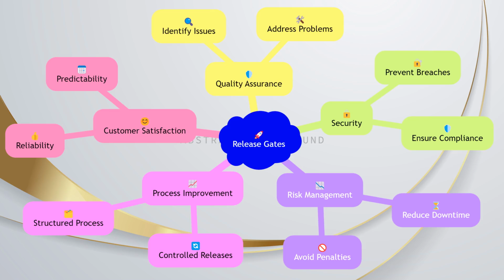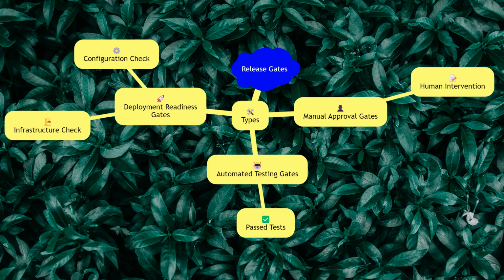Release gates are crucial for ensuring that only high-quality, secure, and compliant software is deployed to production. They help identify and address issues before deployment, reducing the risk of downtime, security breaches, and non-compliance penalties. Release gates also provide a structured and controlled release process, improving the reliability and predictability of software releases and enhancing overall customer satisfaction. There are various types of release gates, each serving a different purpose.